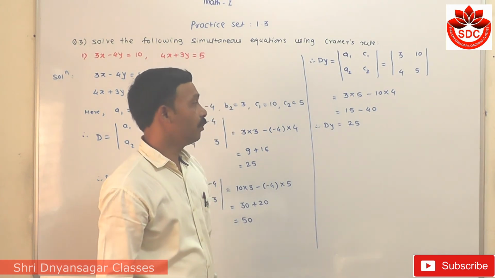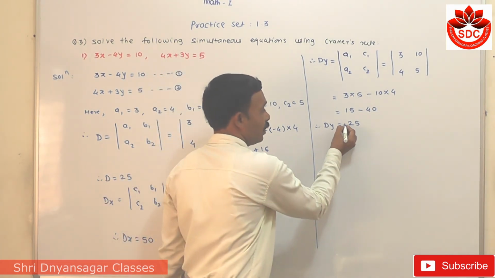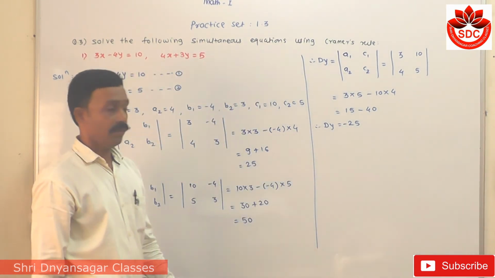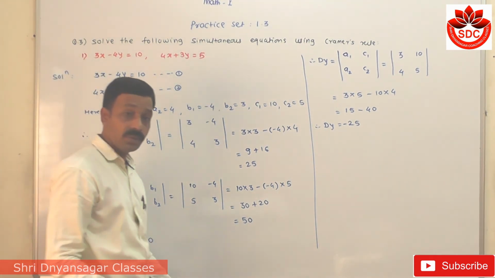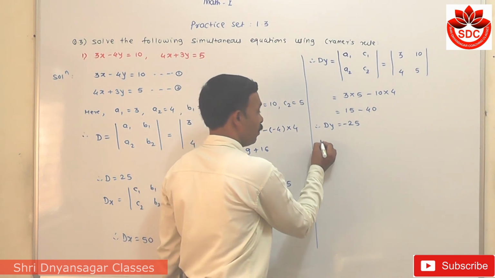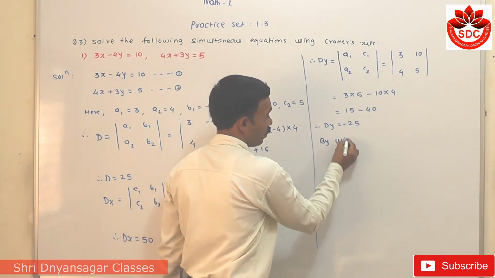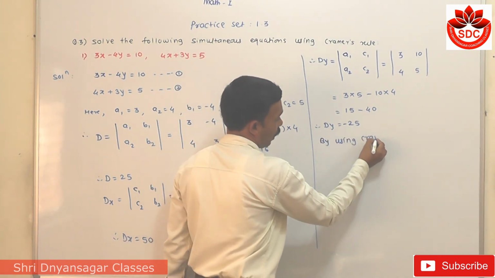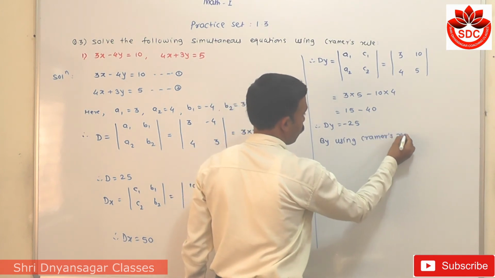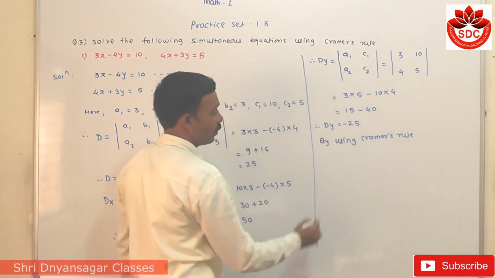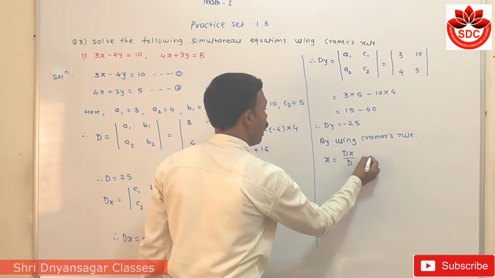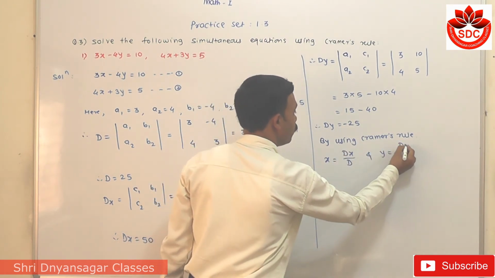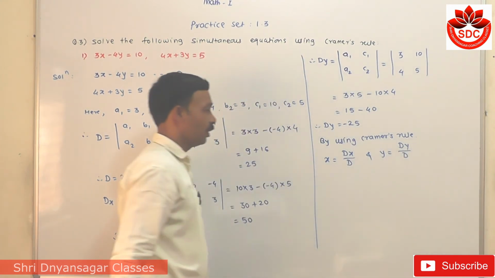Give the sign of the bigger number. This is minus 25. This is the value of determinant of y. Then use Cramer's rule. Now this rule is x is equal to dx upon d and y is equal to dy upon d.